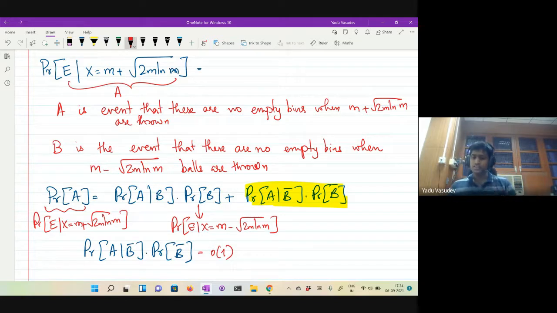So what does this mean? You have thrown m minus square root 2m ln m balls, and after that there are empty bins. But now you throw an additional 2 times square root 2m ln m balls, and then every bin is filled. Right? What is this probability? How do you say that this is little o of 1?